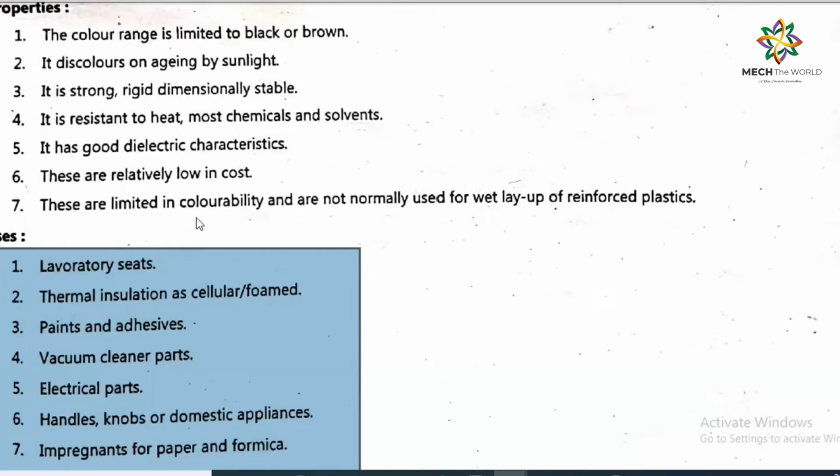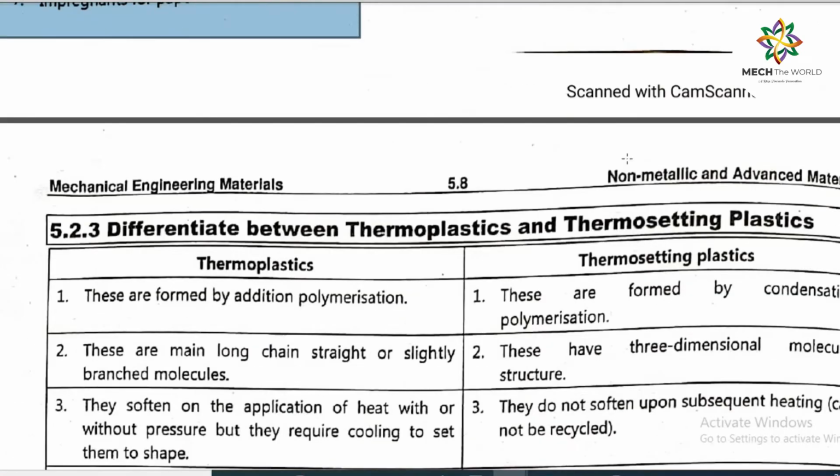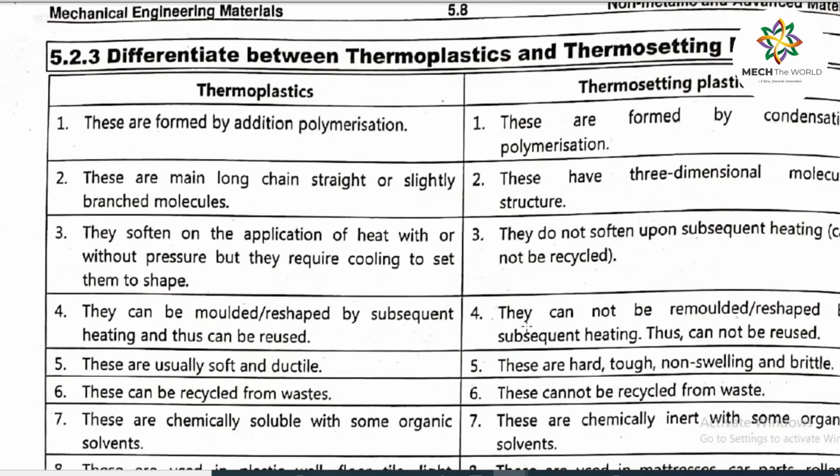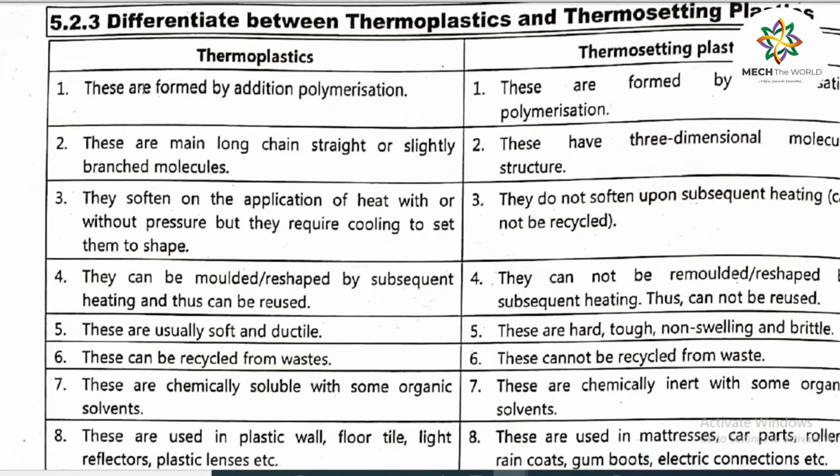Come back to the topic. So here is a difference between thermoplastics and thermosetting plastics. If we talk about the thermoplastics, these are formed by addition polymerization, whereas thermosetting plastics are formed by condensation polymerization. Then thermoplastics are mainly long chain straight or slightly branched molecules, whereas thermosetting plastics have a three-dimensional molecular structure.